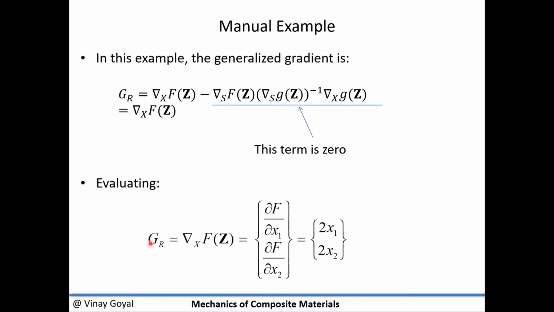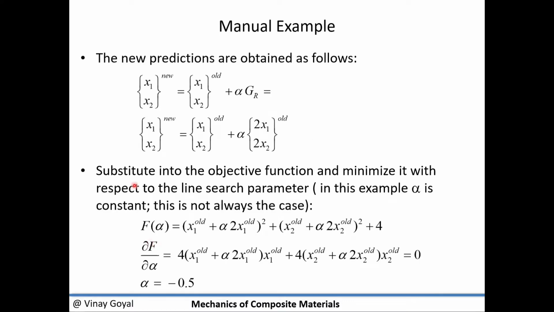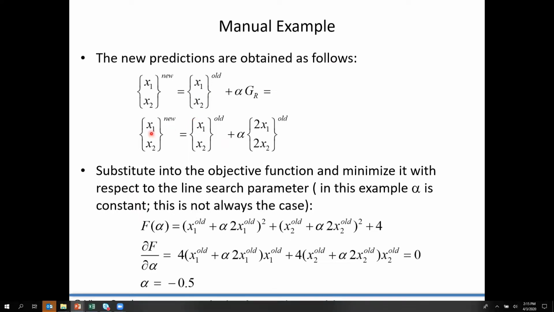This generalized gradient tells me in which direction I am trying. It gives me a search direction. And the search direction is the one I'll be using to minimize the error or the function, okay? So how do I continue? The new predictions are obtained as follows. If I have an old guess, I add alpha times the search direction GR, which we found. And so this information will give me the new X, okay?